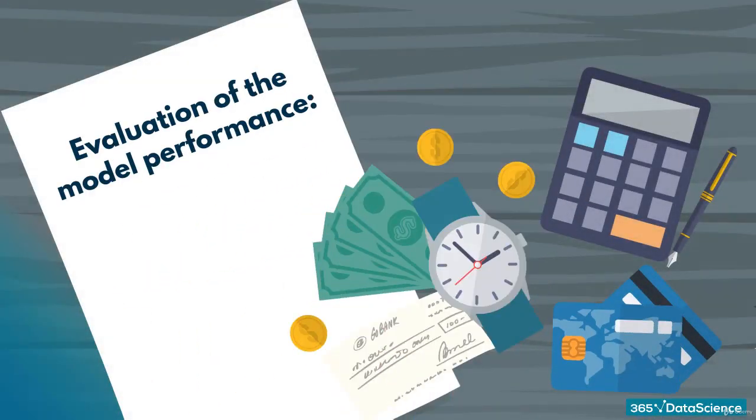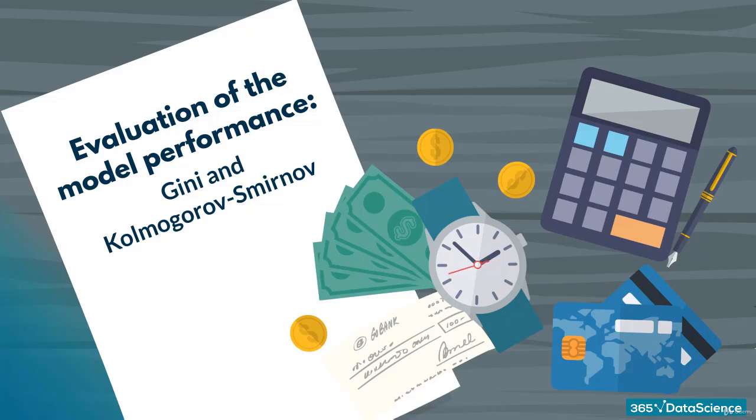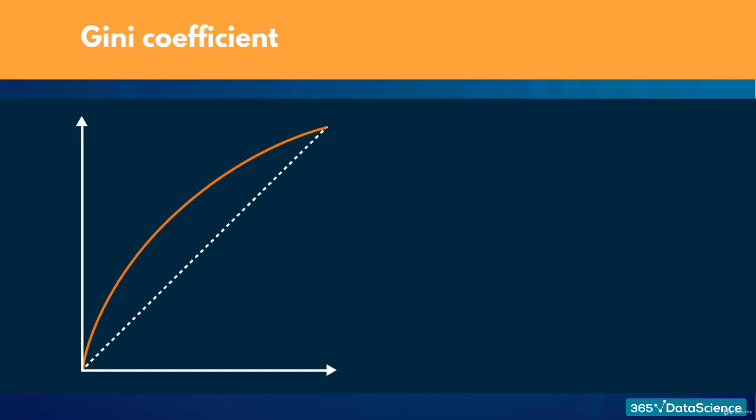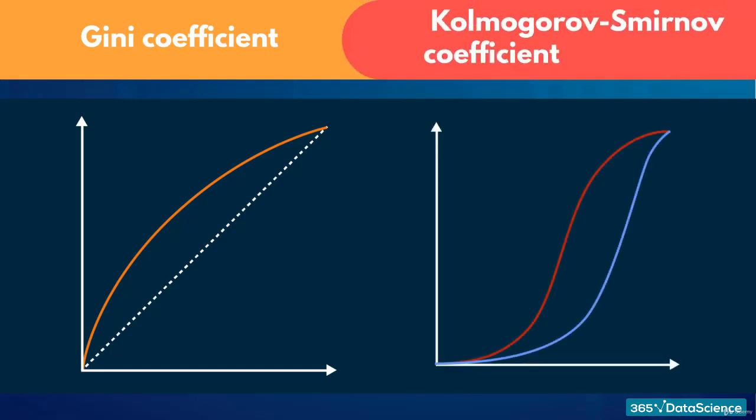In this lecture, we are going to look at two of my favorite criteria for model performance of classification models. The first is the Gini coefficient, while the second is Kolmogorov-Smirnov. They are well established and widely accepted in the credit risk modeling community.